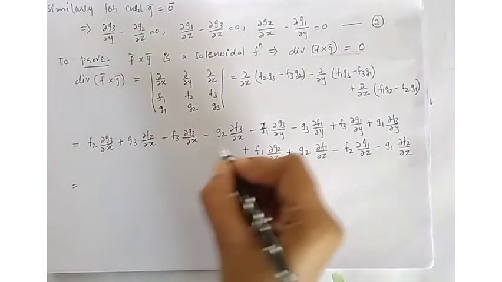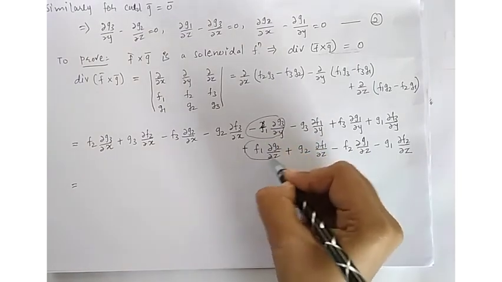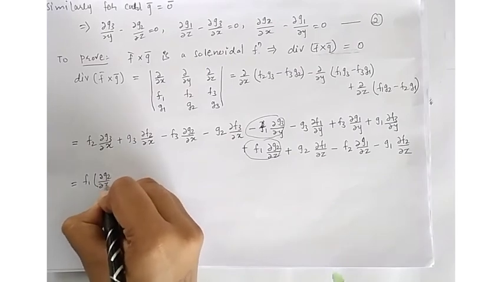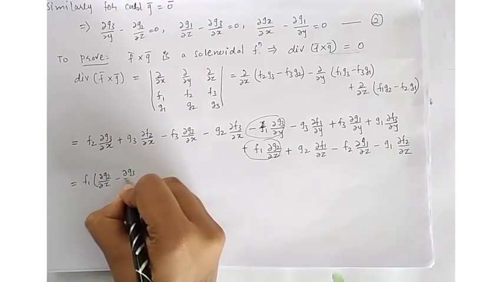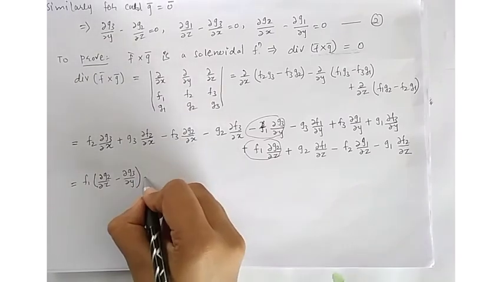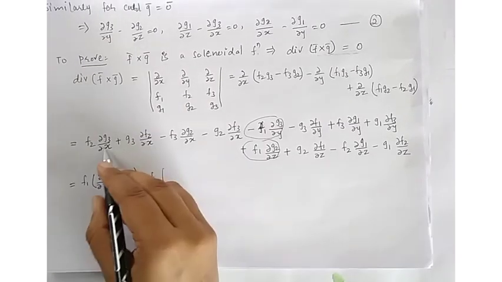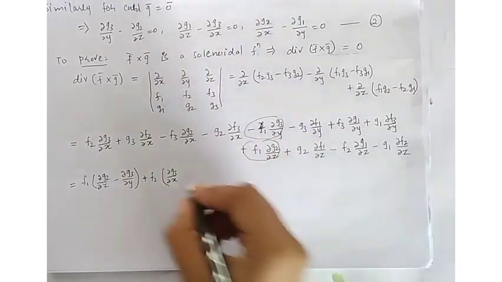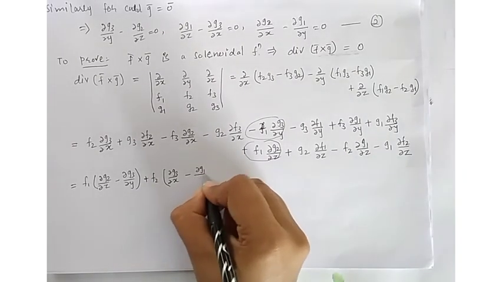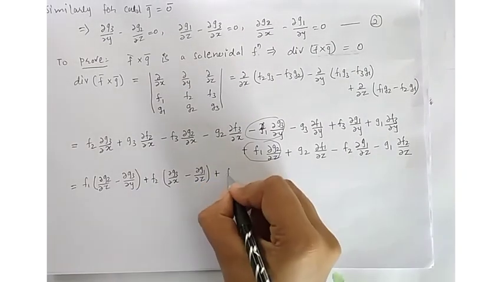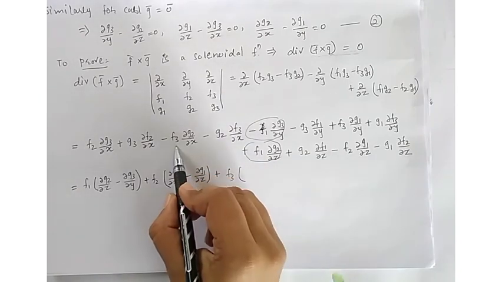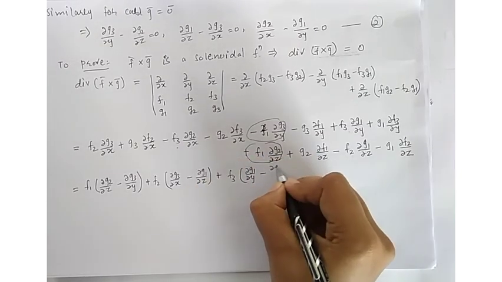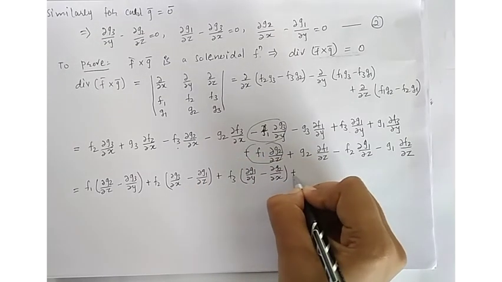Now take f1 common from this and this. We get f1 of del g2 upon del z minus del g3 upon del y. Next take common f2: del g3 upon del x minus del g1 upon del z. Take common f3: del g1 by del y minus del g2 by del x.